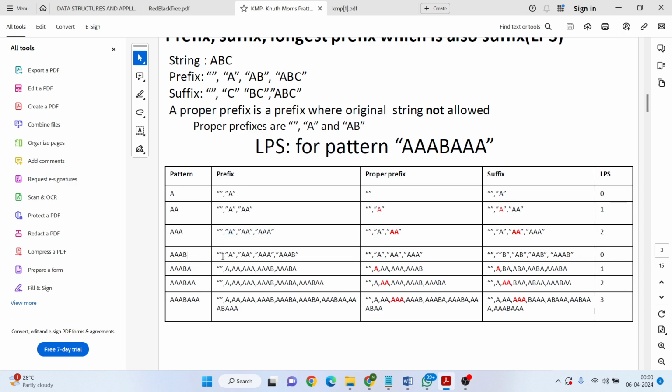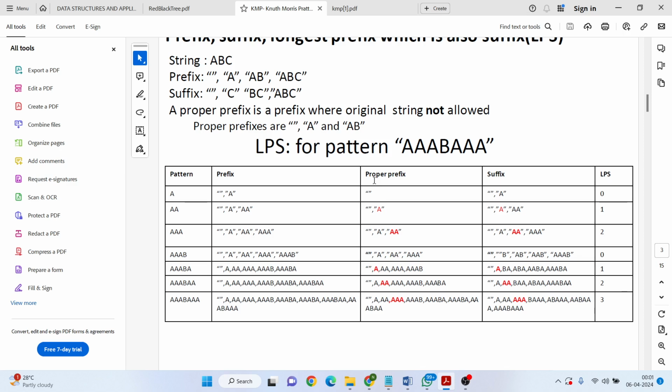For this one: null, A, AA, AAB, AAB. The last one I will take is this one. For AAABAA: null, A, AA, AAA, AAAB, AAABA, AAABAA. Okay, so that is the prefix string. We are going to get all the combinations starting with the null also. Null is also a prefix.